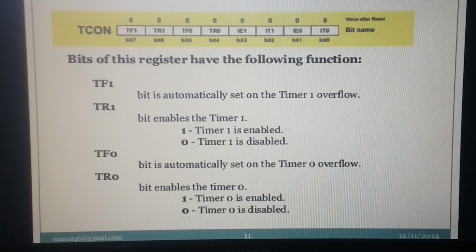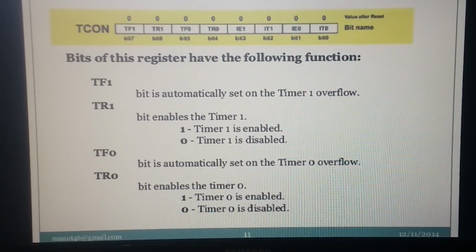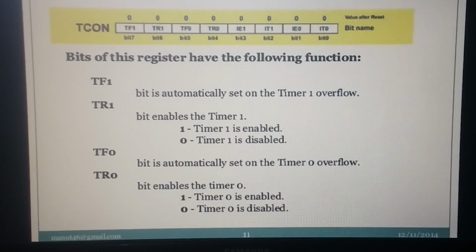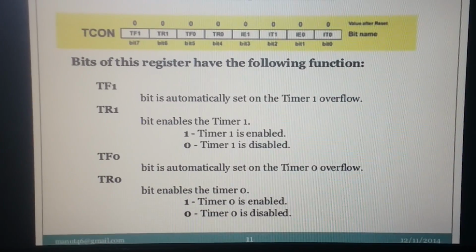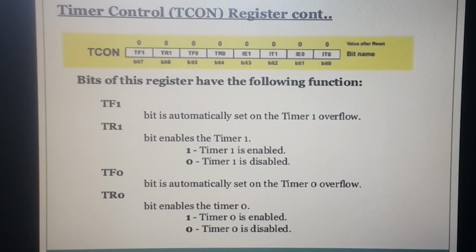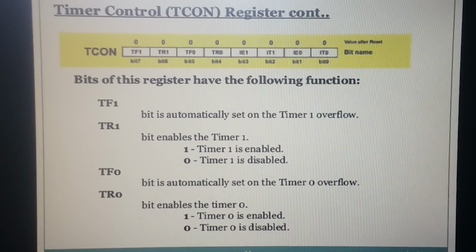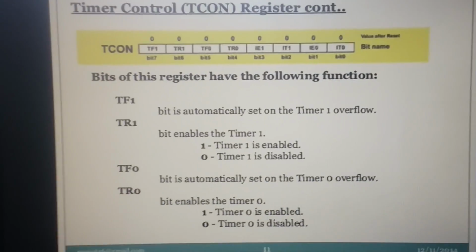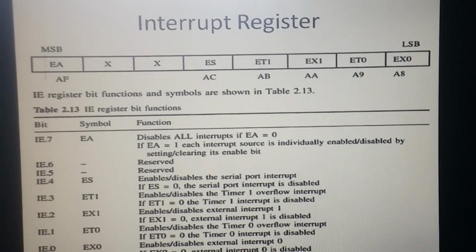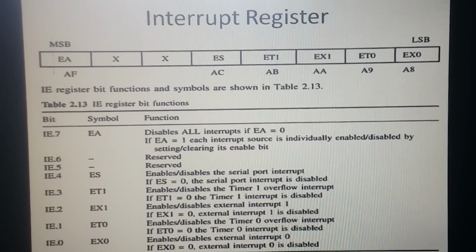And we have TR0, TR1, which are the run control bits for timer 0 and 1, and TF0, TF1 are what? Overflow flags for timer 0 and 1. So the mode will be selected using TMOD, and the control over the timer operation is done by this 8-bit TCON register. Next comes the interrupt register. We know the concepts of interrupt.